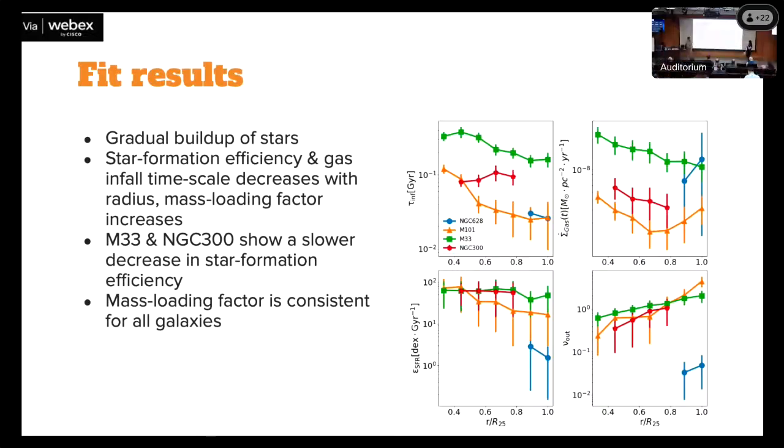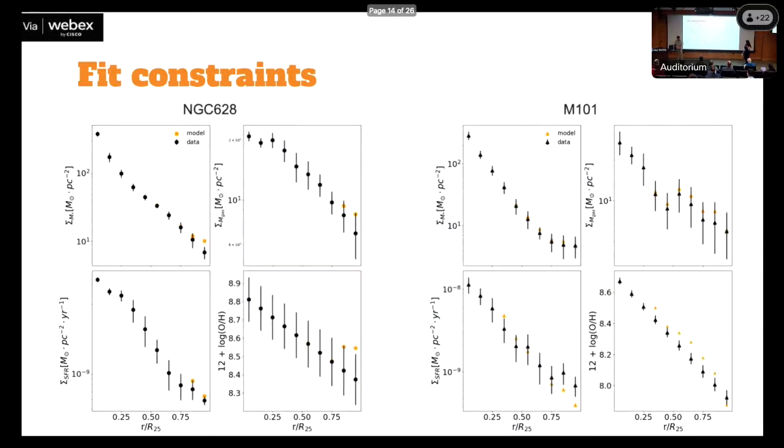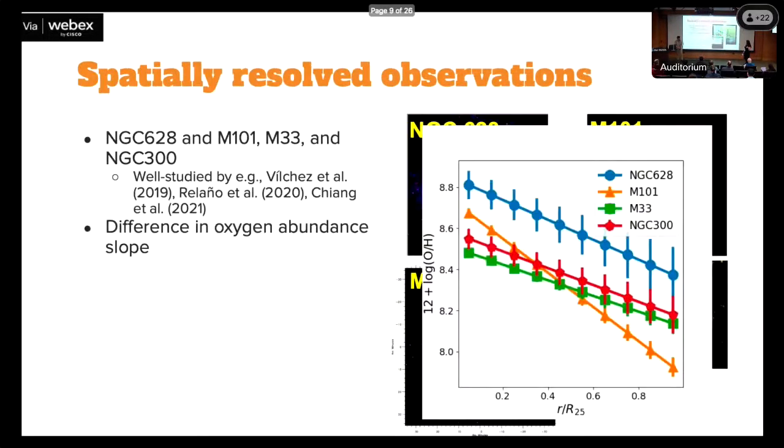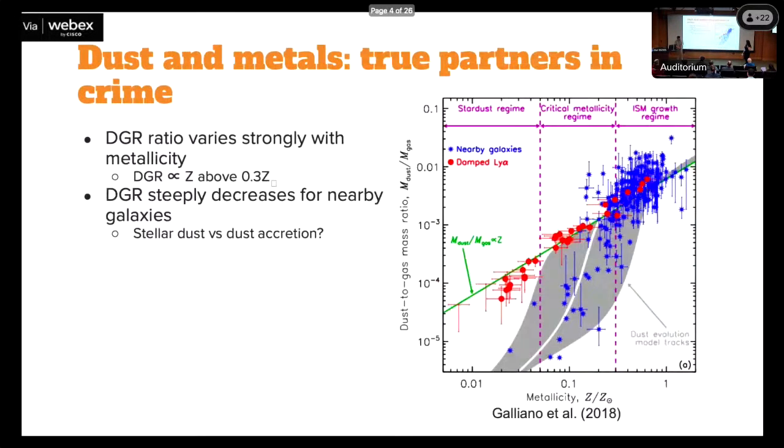Could you flip back to the dust to gas ratio versus metallicity plot that you had, in the very beginning, in your intro? I'm wondering if you have any plans. Selfishly, I study the galaxies over here. Where you can really probe that stardust regime, and make your models predict things a little bit less than SMC metallicities, about 20% or lower.